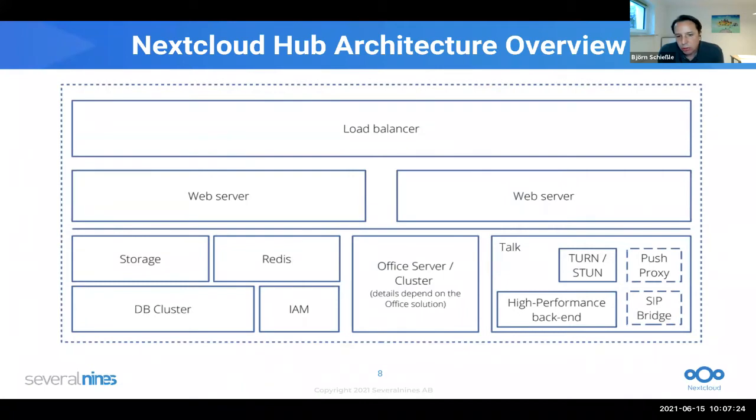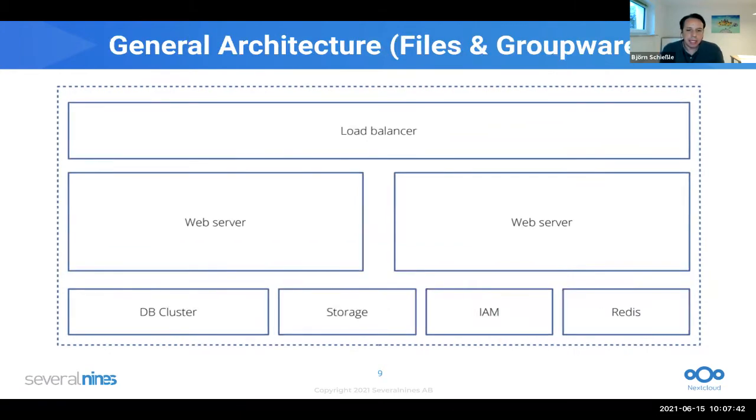And then if you also use the other components, you might have an Office server for the online Office integration, and for Nextcloud Talk, of course, you need a bunch of additional components, but we will keep this aside. That's just for an overview so that you see how a complete Nextcloud Hub architecture looks like. On the next slide, you see then the architecture, how it looks for the setup we are talking about today.